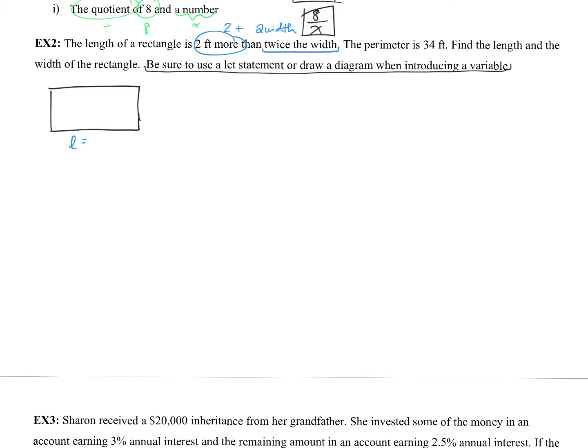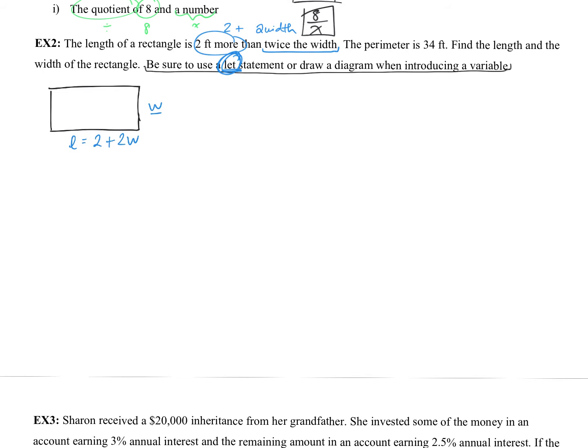Okay, well, do we know what the width is? No, so I'm going to go ahead and label the width as W. So if you draw a diagram and you label it with your variables, you don't need to actually write out the words let. But if you don't have a diagram, you do need to write let x equal and so on. So, okay, let's see this again. We have the width, we called it W, and then we know the length is going to be 2 more than twice the width. And there we go. Okay, so we've labeled this.